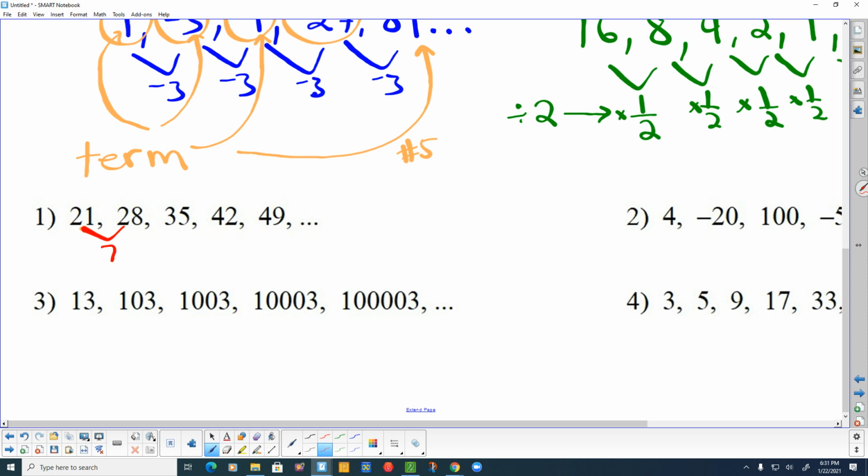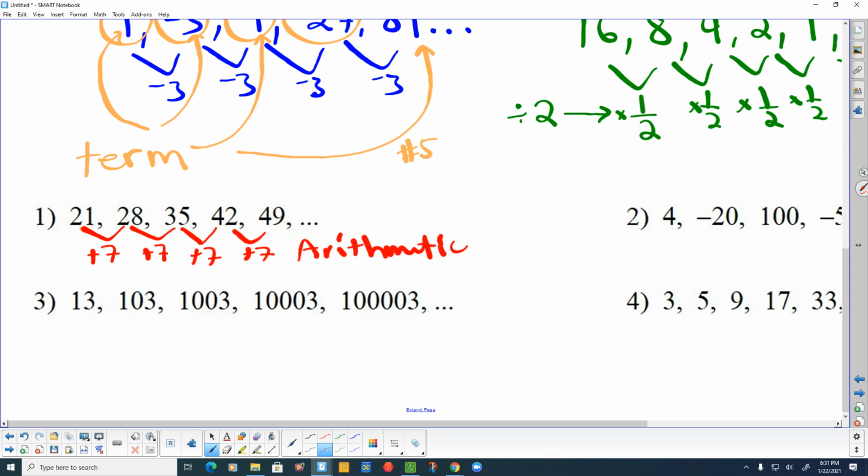21 plus 7, 28 plus 7. Okay, it looks like I've got an arithmetic sequence here. 35, 36, 37, 38, 39, 40, 41, 42. Yep, plus 7. This is arithmetic.